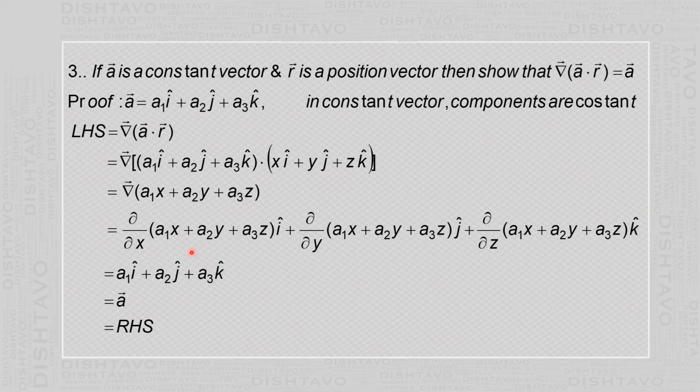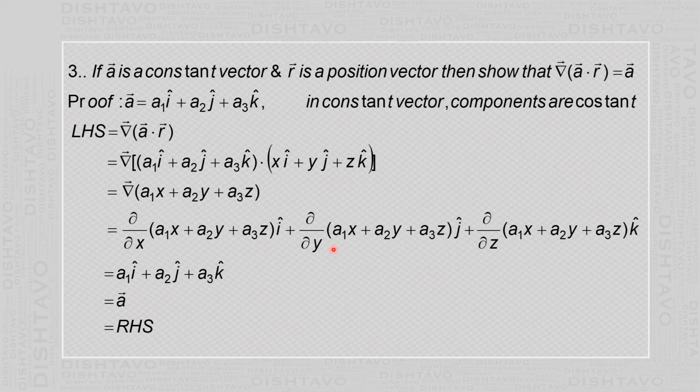This ∂/∂x of (A1x plus A2y plus A3z) i cap. So we will differentiate partially with respect to x each term in the bracket. So the partial derivative with respect to x of A1x: A1 comes out as a constant multiple, and the partial derivative of x with respect to x is 1, plus the partial derivative of A2y with respect to x. Now since A2 is constant and y is also constant, because we are partially differentiating with respect to x, that is 0. Similarly, the partial derivative of A3z is 0.